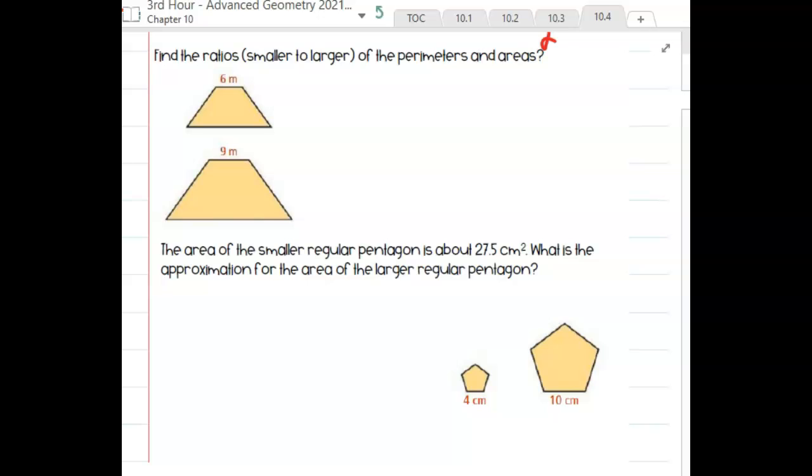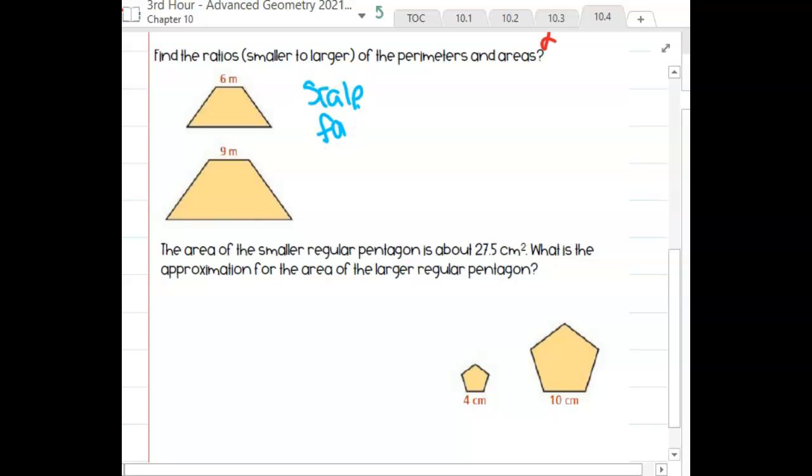Now the great thing about this is that we don't actually have to find the perimeter. We don't actually have to find the area because we already know that if I know that these trapezoids are similar, if I can find the scale factor, this side length to this side length, I can then find the ratio of their perimeters and I can find the ratio of their areas. So the first thing we want to do is we want to find the scale factor.